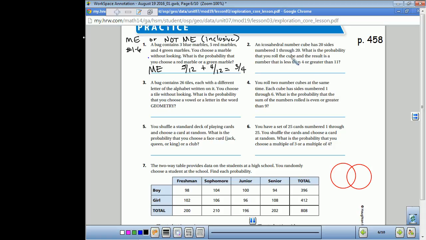All right. Is it possible to have a number that is less than 4 or greater than 11 at the same time? No. Less than 4, greater than 11. Definitely mutually exclusive. All right, so this would be 3/20ths plus, how many are greater than 11? 9 20ths, which is 12/20ths, and 12/20ths reduces to 3/5.